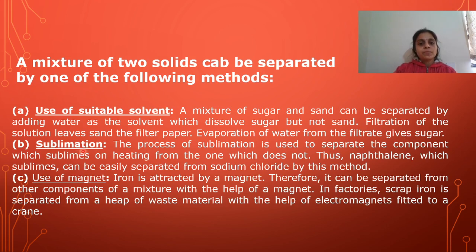Sublimation is the second process. Here, a component which sublimes on heating is separated from the other which does not. For example, naphthalene, which sublimes, can be easily separated from NaCl. Use of magnets: iron is attracted by a magnet. Therefore, it can be separated from the other components of a mixture with the help of a magnet. In factories, scrap iron is separated from the heap of waste materials with the help of electromagnets which are fitted to a crane.